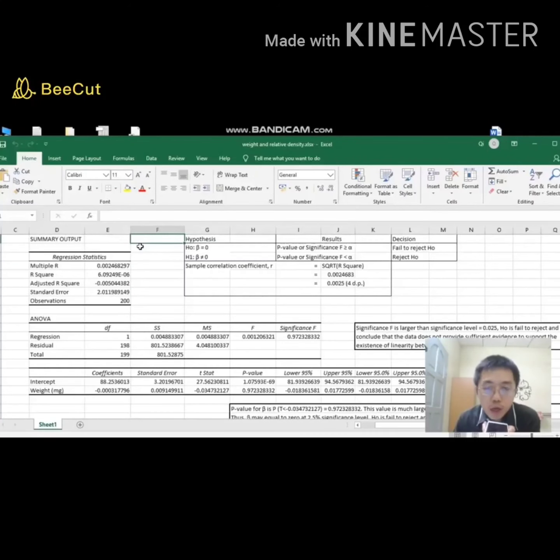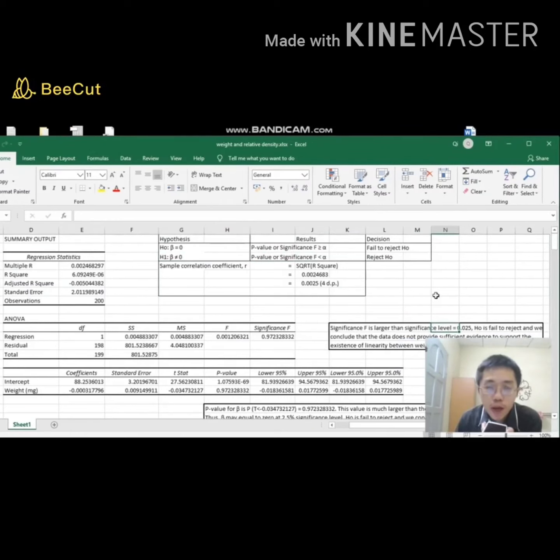For part D of the assignment, according to the data, I have made three simple linear regression analyses. In these three analyses, I set the same hypothesis and the same significance level. The null hypothesis is that the slope is equal to 0 and the alternative hypothesis is that the slope is not equal to 0. To reject the null hypothesis, the p-value or significance F must be lower than the significance level I set, which is 0.025.